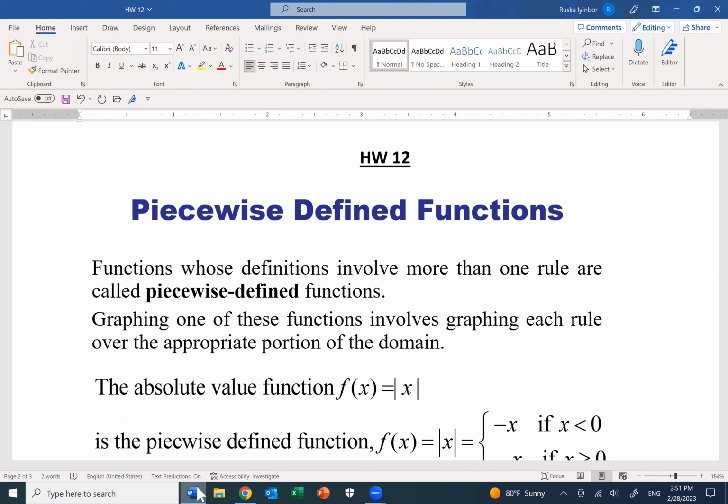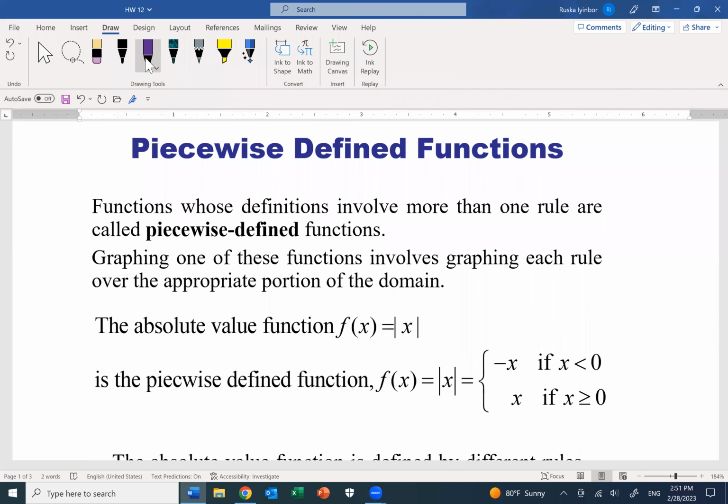So homework 12 is about piecewise defined functions, and you have a different function for different x's. If you look at this example here, the absolute value of x is negative x if x is less than 0, and it's x if x is greater or equal to 0. So for different x's, you're using different functions.